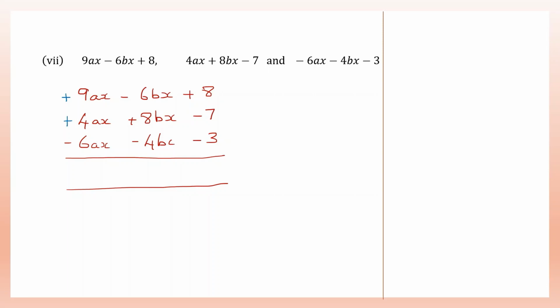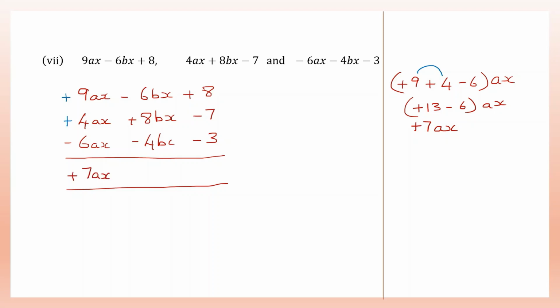Take only the numbers for ax. Plus 9, plus 4, minus 6 ax. Add up the numbers which have the same sign. So 9 plus 4 is 13, plus 13 minus 6 ax. When signs are different, put the sign of the bigger number and subtract. So plus 13 minus 6 is 7, plus 7ax.